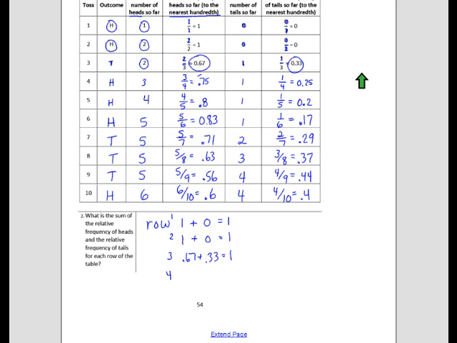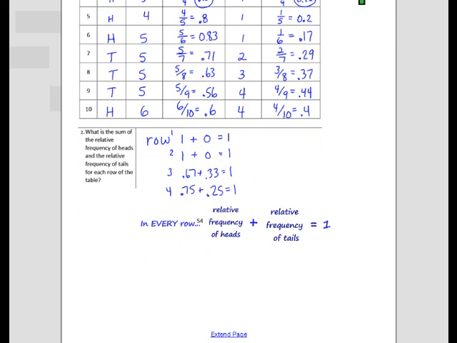Row 4. The relative frequency of heads is 0.75. The relative frequency of tails is 0.25. And the sum is 1. At this point, you might be thinking, is it always going to be 1? That's a good question. Go ahead and complete the table and just use your calculator and check and see if there are any rows that don't add up to 1. So you may have noticed that in every row, the relative frequency of heads plus the relative frequency of tails is equal to 1.